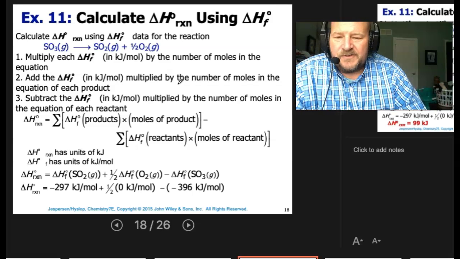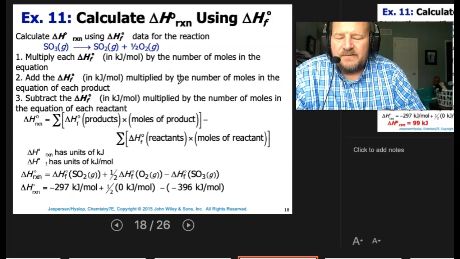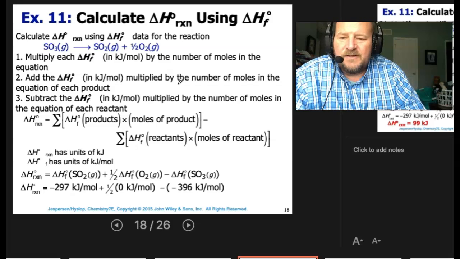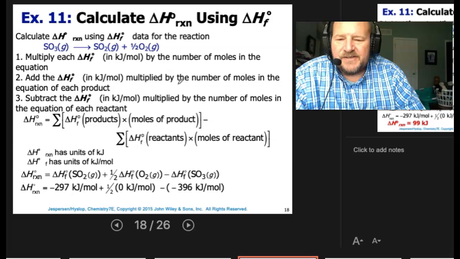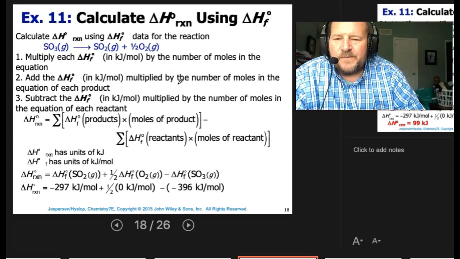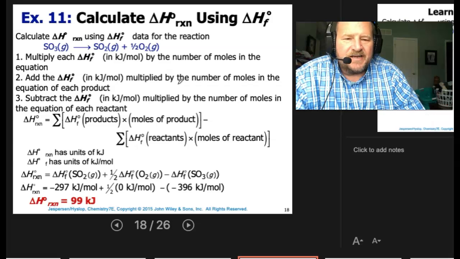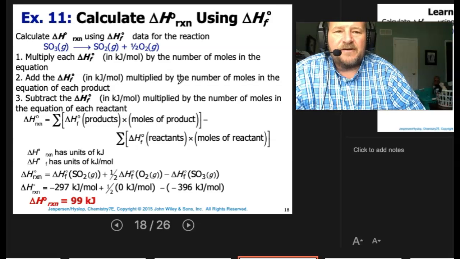Now we'll plug in our numbers. We have negative 297 kilojoules per mole. That's going to be for the formation of the SO2. Remember, the oxygen's in its elemental state, so that's 0. And then negative 396 for the formation of the SO3. We sum that up and we get 99 kilojoules. All right? So hopefully this is fitting together and making some sense.